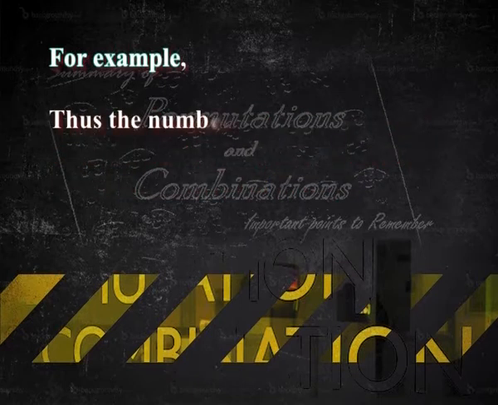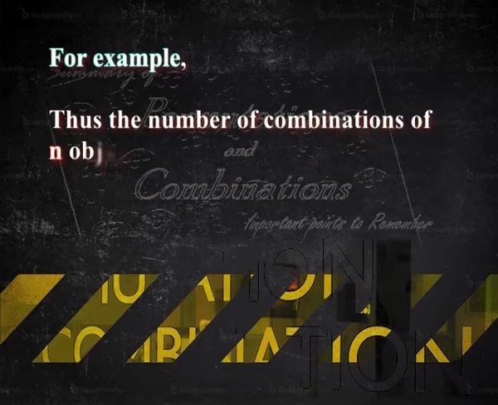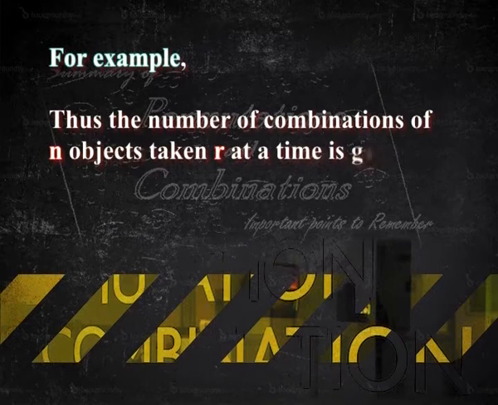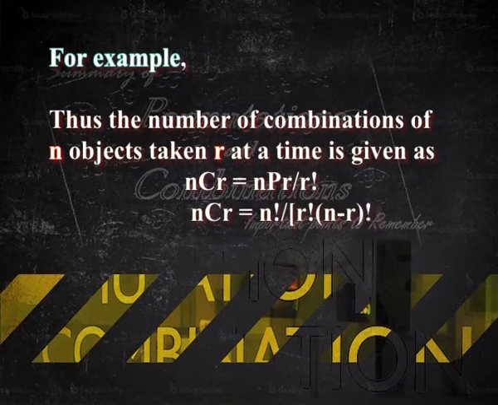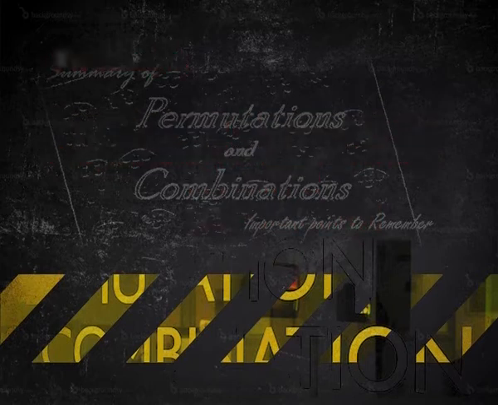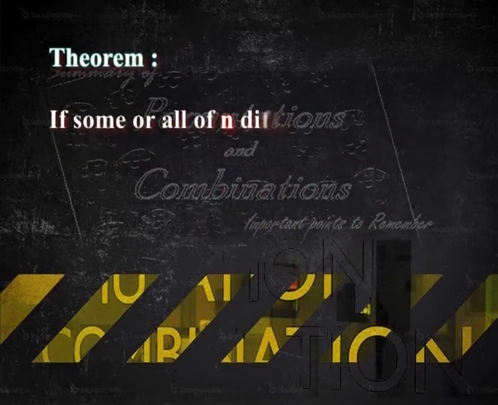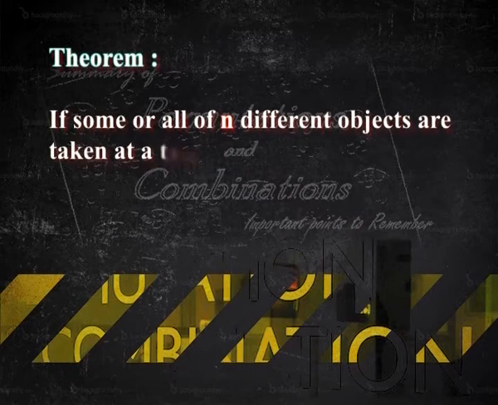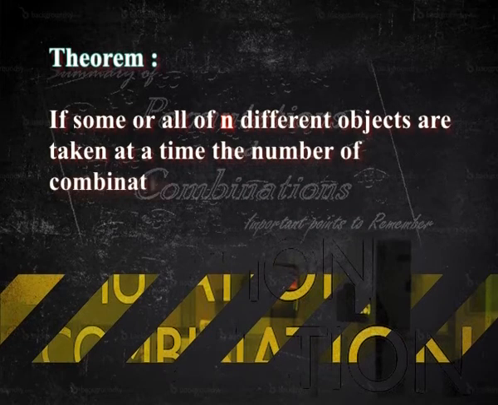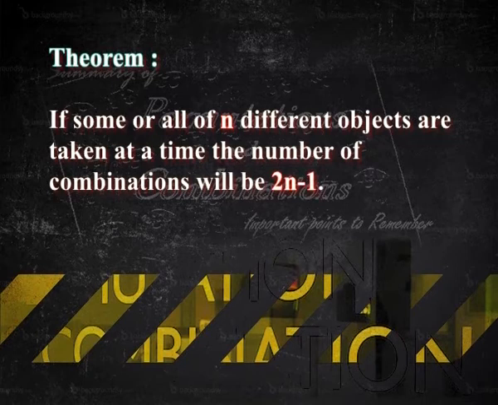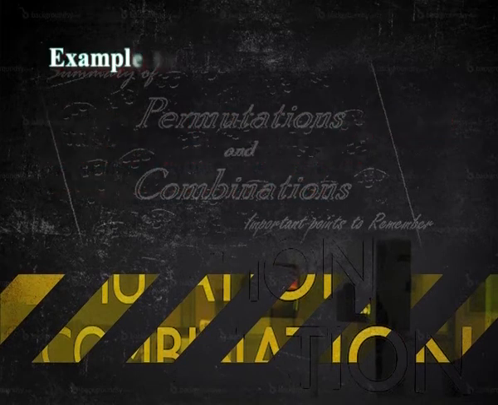Now thus the number of combinations of N objects taken R at a time is given as N choose R, which is equal to N permute R divided by R factorial. Now N choose R therefore equals N factorial upon R factorial into N minus R factorial. Now here is a theorem for combination. If some or all of n different objects are taken at a time, the number of combinations will be 2^n minus 1.